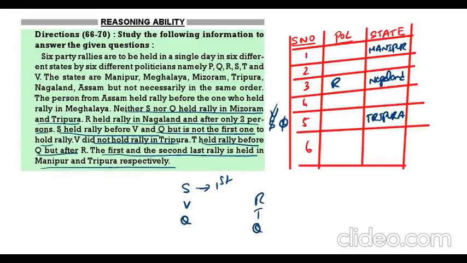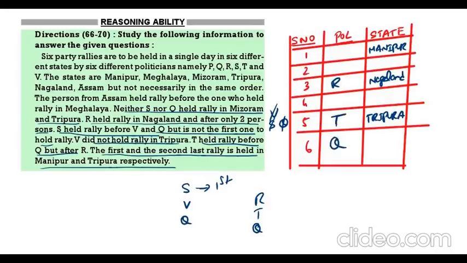Now based on this, after R only T and Q should come. Here we won't get VSQ. So S will come before V, so S also won't come. V won't come, Q won't come. Now we are left with T only.